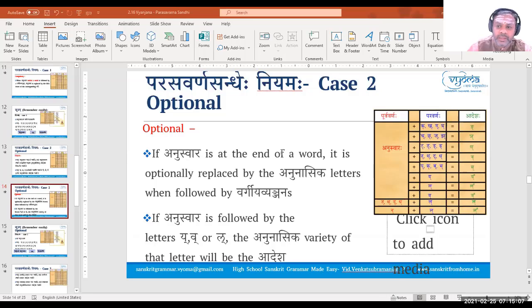Rajaratnam Jayalakshmi. How do you split Sankhya? Sankhya is Sam plus kya. Okay.